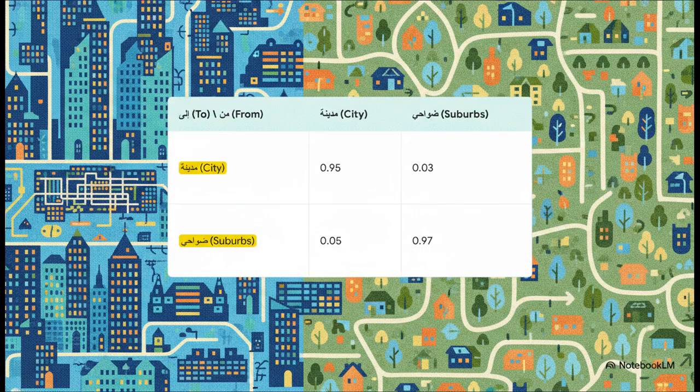And here comes our rulebook, the migration matrix M. This tells us exactly how people move each year. Let's read it together. The first column represents people starting from the city. We see 95% of them stay in the city, while 5% move out to the suburbs. The second column is for people starting from the suburbs. Of them, 3% move into the city, while the other 97% stay put.